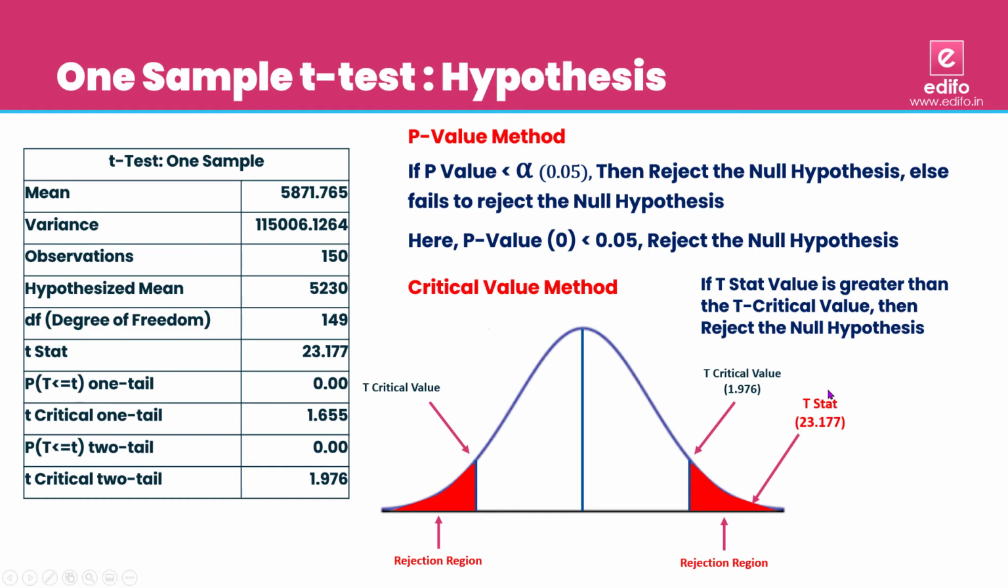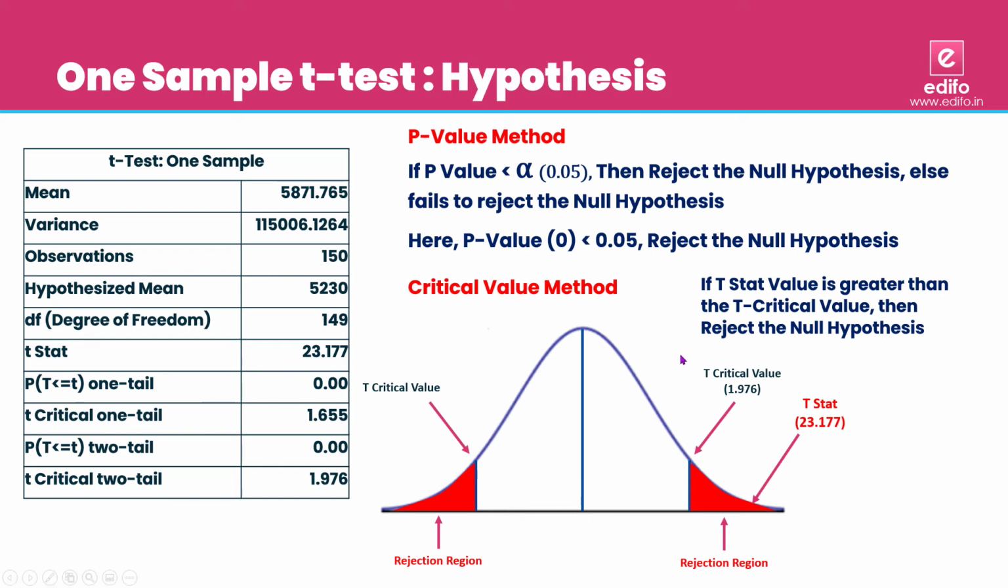Here you can see the t statistic value is in the rejection region because it is greater than the t critical value. Get it? So this way we can conclude again that our null hypothesis is rejected, because we are going to accept the alternative hypothesis. The alternative hypothesis is that there is a significant difference between the hypothesized mean and the sample mean.